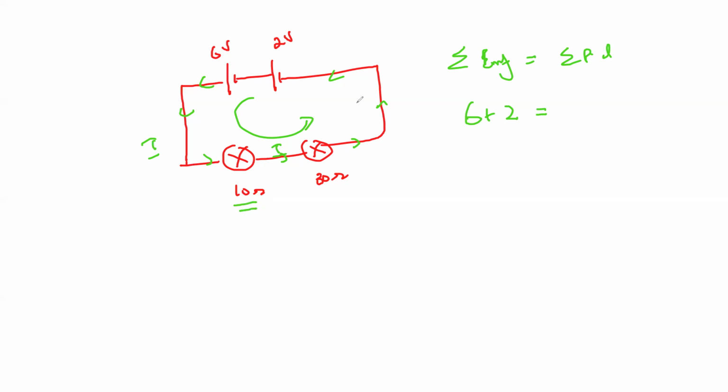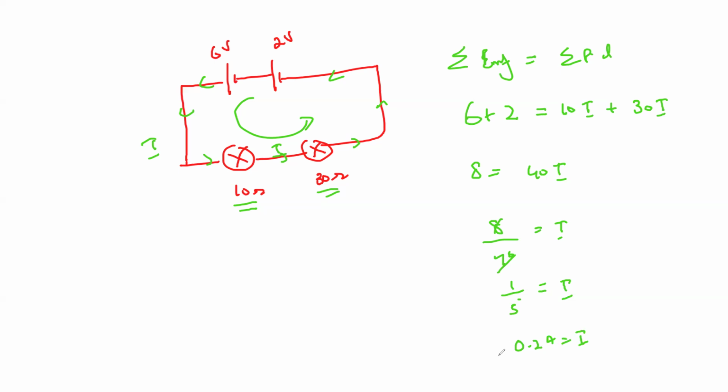What about the total potential difference? Here the resistance is 10 and the current is I, so we call it 10I. And then the resistance is 30 and the current is also I, so we call it 30I. When we simplify, this will be equal to 8 equals 40I. When we divide 8 by 40, it will be 1 over 5, or 0.2. So I is equal to 0.2 ampere. Now the current in the circuit is 0.2 ampere.